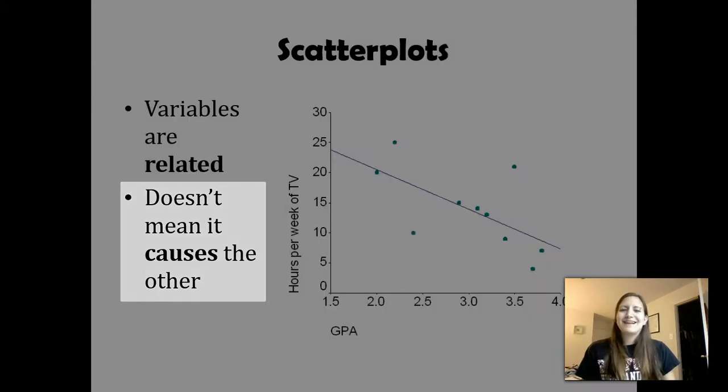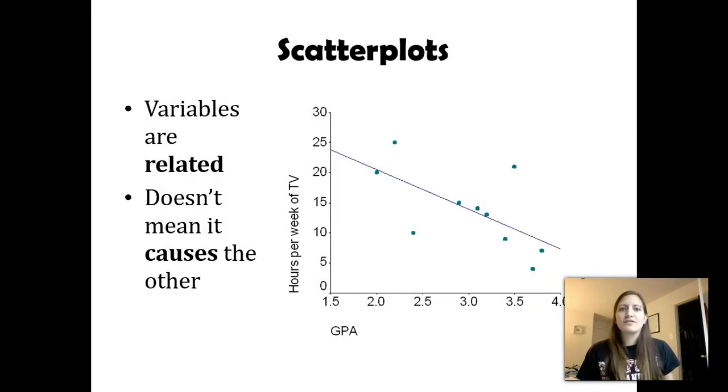More than likely, it's not actually the hours per week of TV that are affecting the GPA. It's probably studying. Students who study more get a higher GPA. Well, students who are studying more aren't using their time to watch TV, so it's not TV directly that's causing this lower GPA. So that's a very big note. You can definitely make associations, you can relate them to each other, but it is not cause and effect.